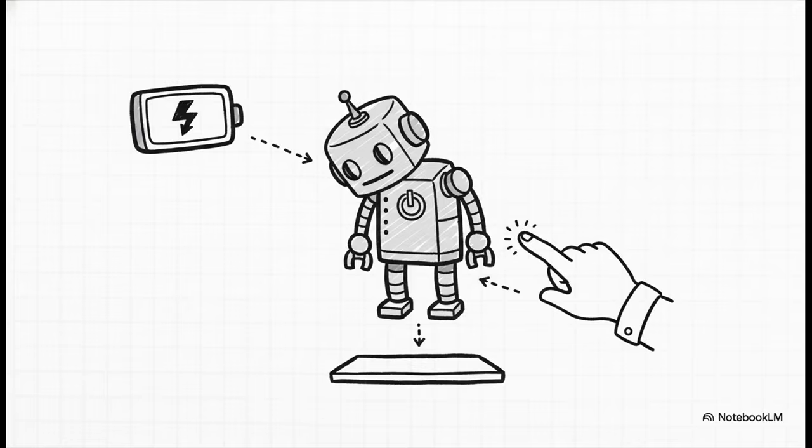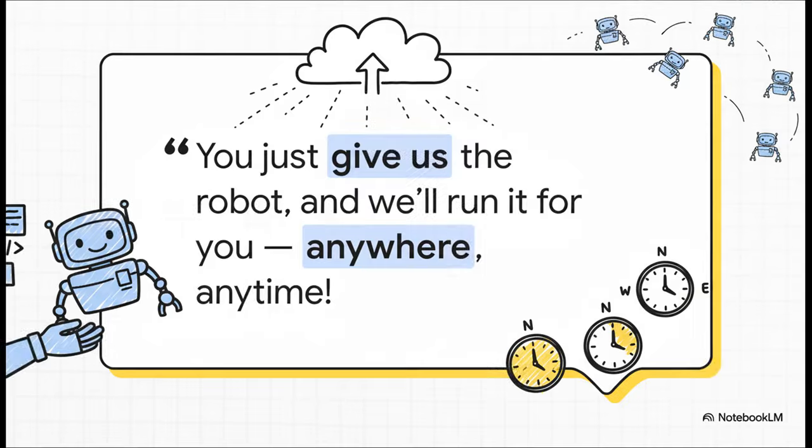Let's simplify this with an analogy. Think of your app, all your code, as a really cool toy robot. Now, for that robot to do its thing, it needs batteries, right? It needs a shelf to stand on, someone to switch it on. That's a whole lot of stuff you'd normally have to manage yourself. And this is where Cloud Run just steps in and says, hey, you know what? Don't worry about any of that. Don't worry about the batteries, the shelf, any of it. You just give us the robot, and we'll handle everything. We'll make sure it's always on, always ready for anyone who wants to see it.